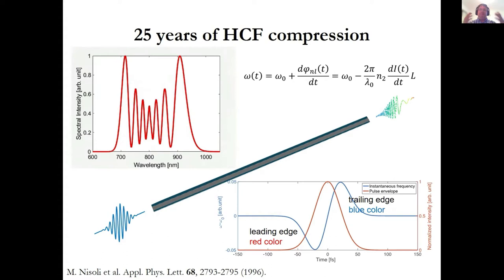Through this, we can have self-phase modulation, and at the output, the red colors that are generated are in the leading edge, while the blue colors are in the trailing edge. This comes from a simple formula: the instantaneous frequency is related to the derivative of the pulse envelope. So with self-phase modulation, we can generate broadband pulses, and at the output of the hollow fiber, we have an almost positive chirp. Then with the development of chirped mirrors in the 90s by the group of Ferenc Krausz and co-workers, by combining these together, we can generate very short pulses out of Ti:sapphire lasers by spectral broadening and pulse compression using chirped mirrors.